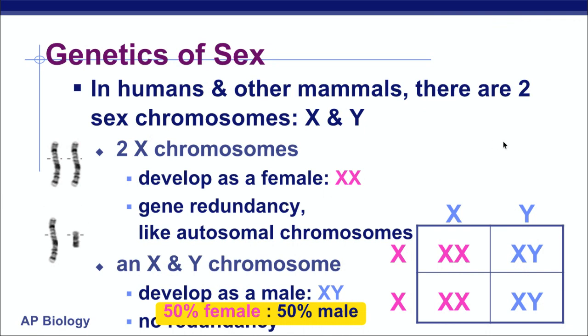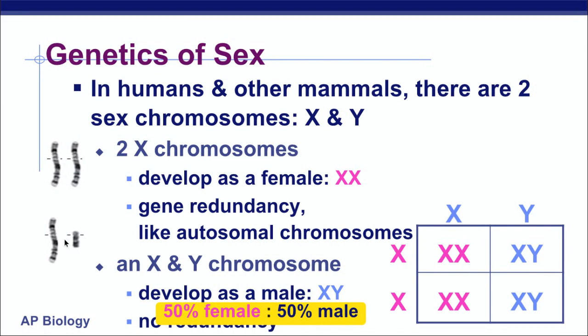In humans and other mammals, there are 2 sex chromosomes, X and Y. So if we have 2 X chromosomes, we have a female, and here's an example, the X chromosomes. If we have an X and a Y, we have a male. Now, because we have 2 X chromosomes, we have gene redundancy. We might have 2 copies of an allele.